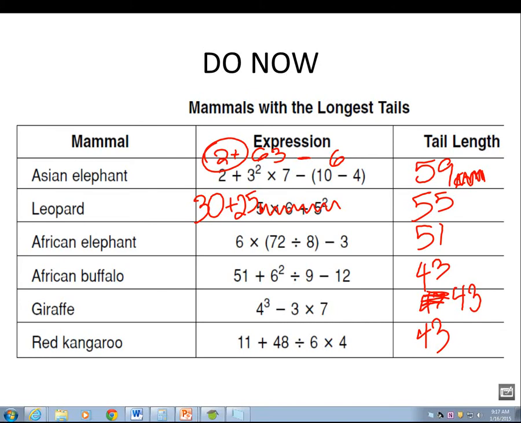Yes, ma'am? 75. So I have it written over here on the board. 51 plus 36 divided by 9. Is that correct? Okay. Minus 12. 51 plus 4, because 36 divided by 9 is 4. Yep. Cool. All right. So that is a review.